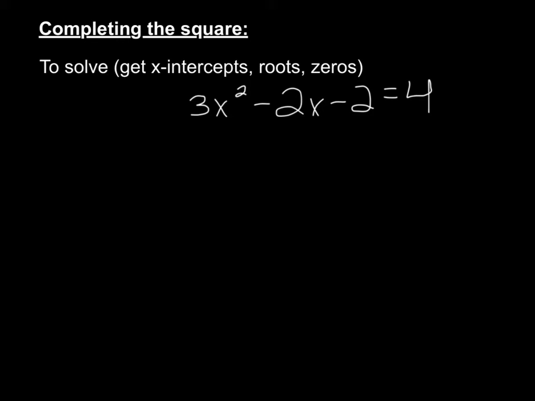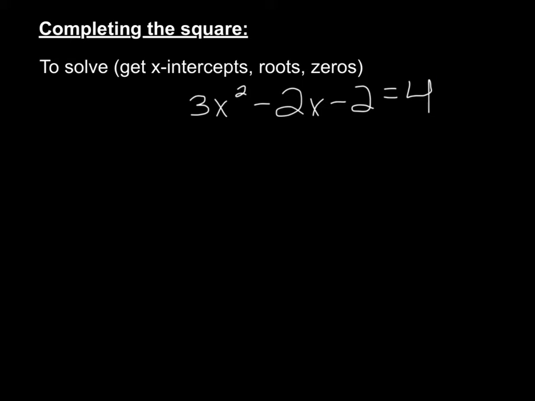Completing the square to solve. Now when we say to solve, we mean to get the x-intercepts, the roots, or the zeros. All means the same thing. And what that means is where the parabola is hitting the x-axis. So that's what we're solving for here.